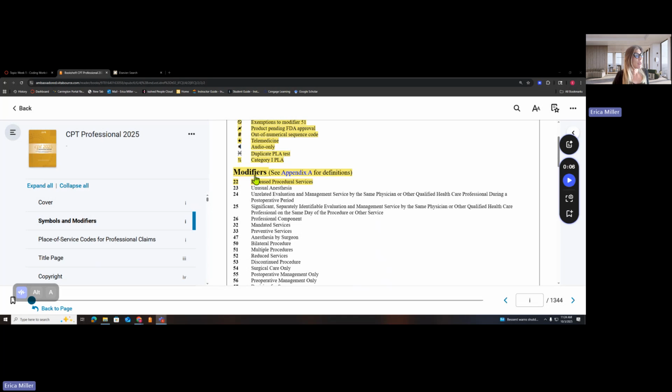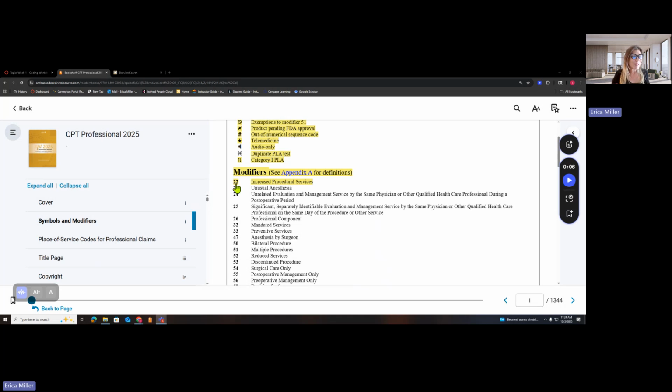And then you're going to see what I call a cheat sheet list of what we call modifiers. Modifiers are also not codes. However, they are used when a modifying circumstance occurred during a routine service. I'm going to just use this one as an example.